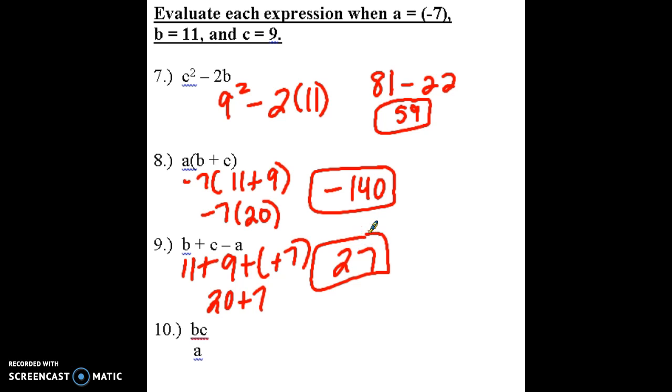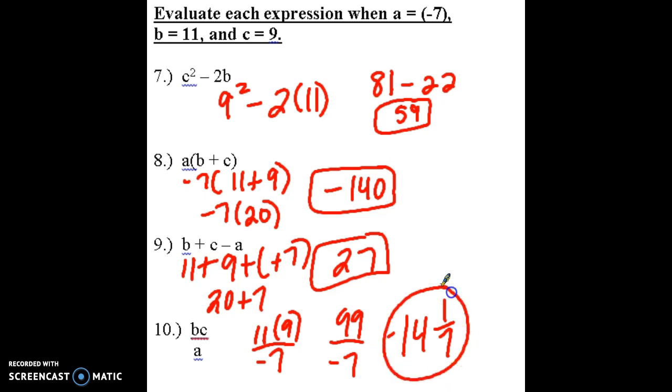Number 10, b times c divided by a. b is 11 times c is 9. Divided by a is negative 7. 11 times 9 is 99. Divided by negative 7 is negative 14 and 1/7.